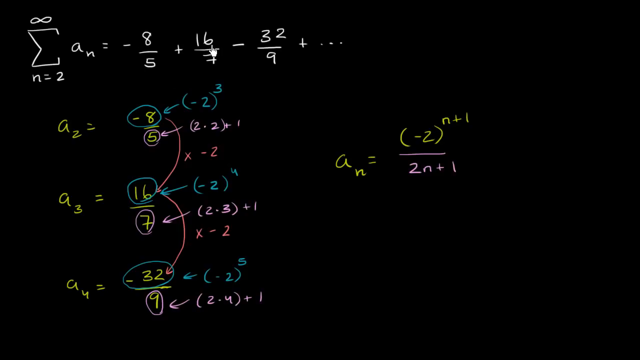And if we wanted to write this series in sigma notation, we would write this as the sum from n equals 2 to infinity of negative 2 to the n plus 1th power over 2n plus 1. And that would equal this series right over here.